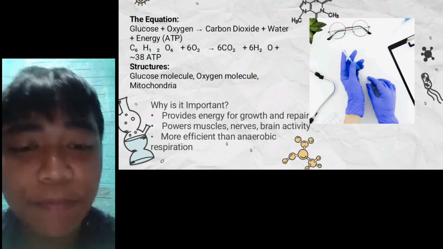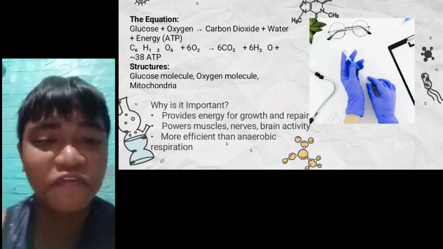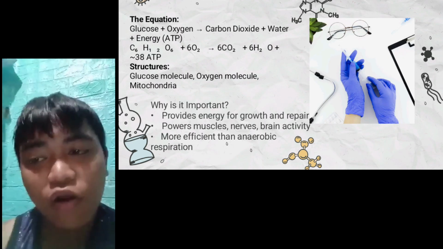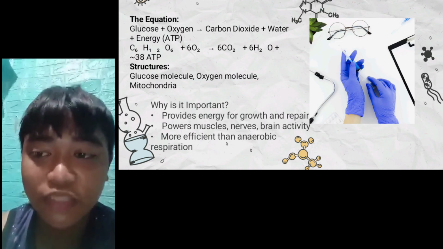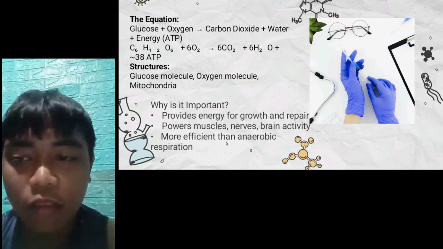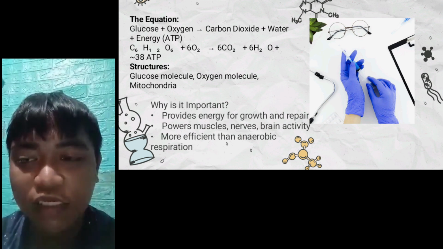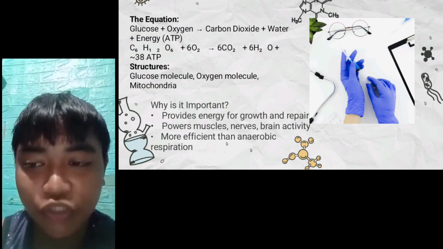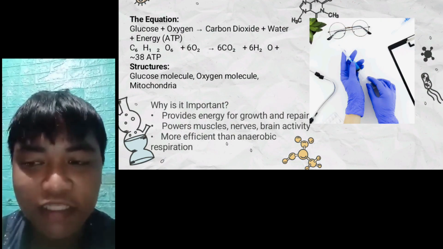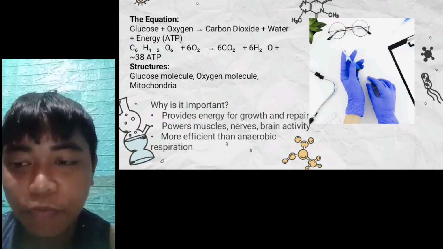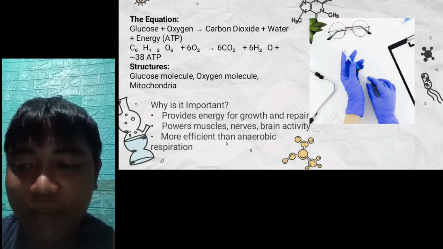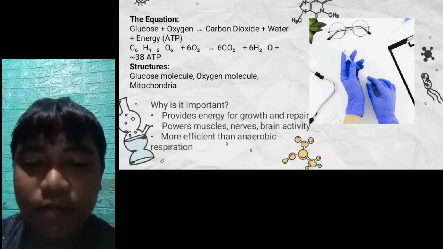I'm going to give three examples for these three words. Why is it important? First, it provides energy for growth and repair. When you get a cut, cells use ATP to build new tissues. Second, it powers muscles, nerves, and brain activity. During a sprint, muscles contract and nerves that send signals to the brain stay active using ATP. Third, it is more efficient than anaerobic respiration, which produces much more ATP per glucose molecule.